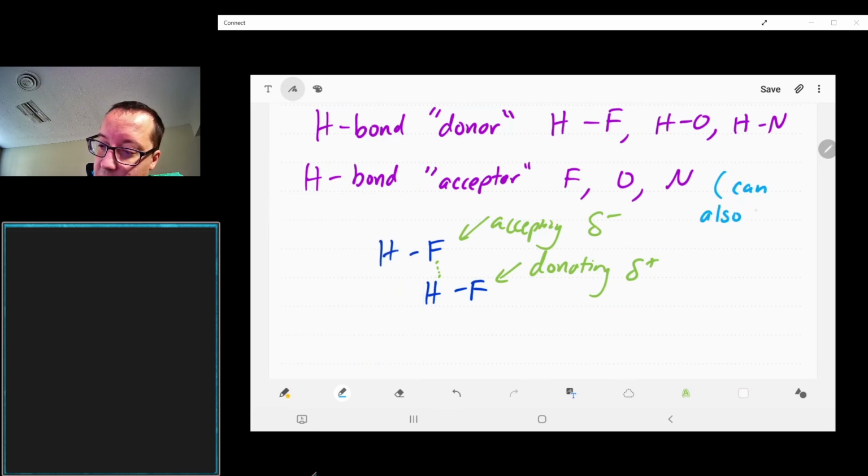So I'll just write that. Can also have H, but not required. So your acceptor can have hydrogen on it, but it doesn't need to.